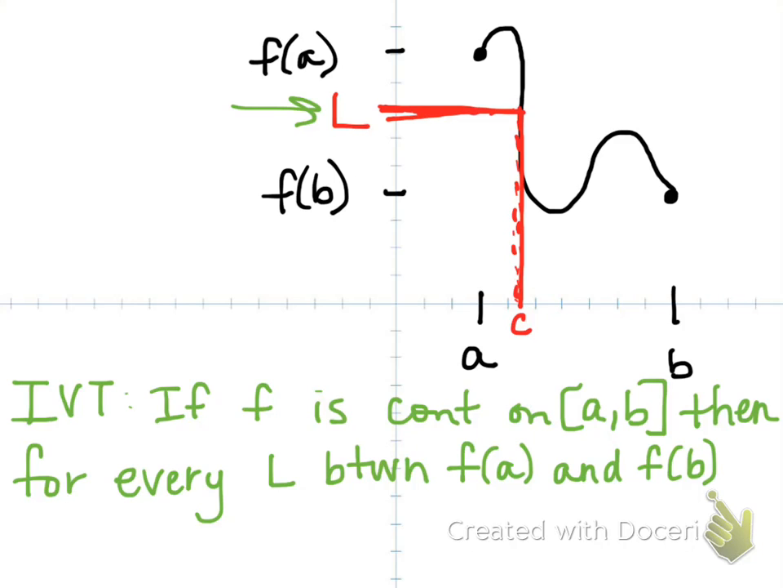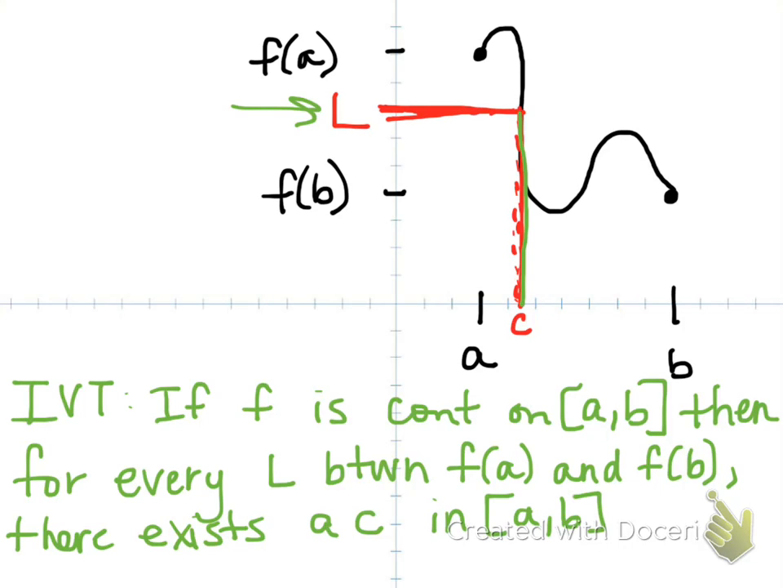Okay, so for every y value between f of a and f of b, there exists a c, okay, that's the associated x value in the interval from a to b, such that, I'm running out of room here, f of c equals L. In other words, there is a point on the graph of f with that L value, so it also must have an x value, and to be a point on the graph, it means that f of c equals L.